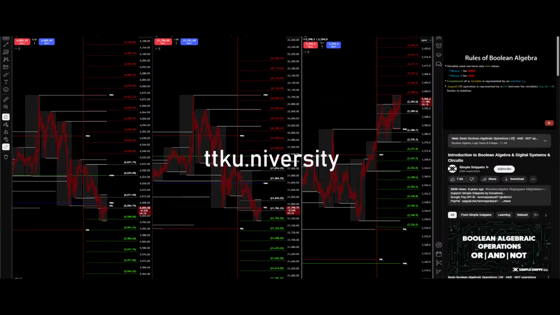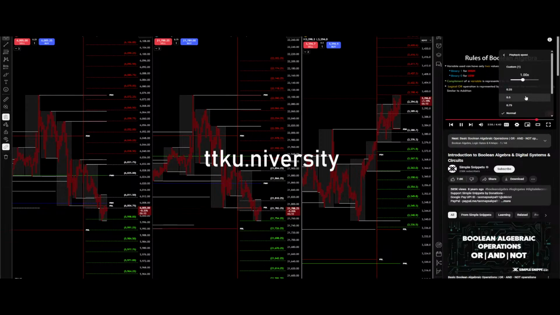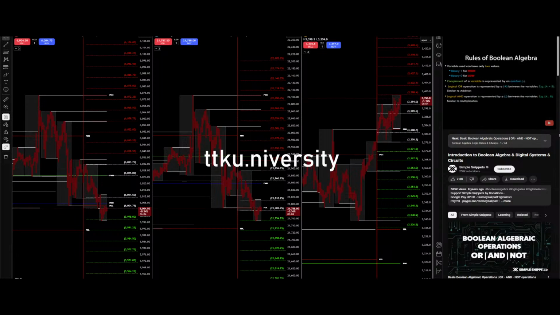Logical OR operation is represented by a plus between variables, for example a plus b. So we read it as a or b and not a plus b. It is similar to addition but has slight variation. A logical AND operation is represented by a dot between the variables, as you can see on the screen, a dot b, but we pronounce it as a and b. It is similar to multiplication. Now we'll see these operations in further tutorials, so don't worry, these ideas will be very clear to you.